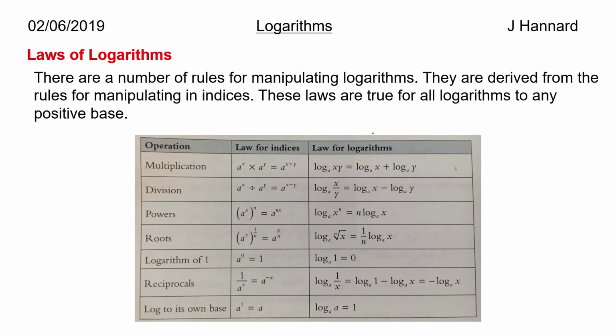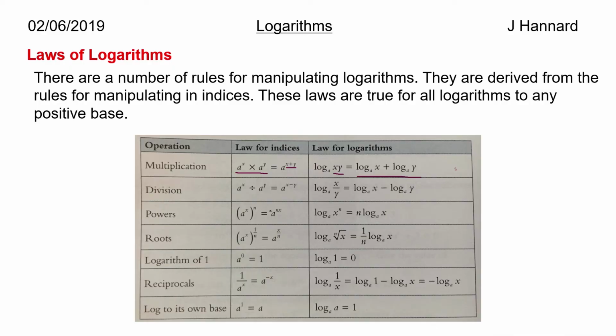So, multiplication. Law for indices: a to the x times a to the y is a to the x plus y. Law for logarithms: log xy is equal to log x plus log y. So you can see where they're related there. The product on the left is equal to an addition on the right. Same here, for division: log of x over y equals log x minus log y.